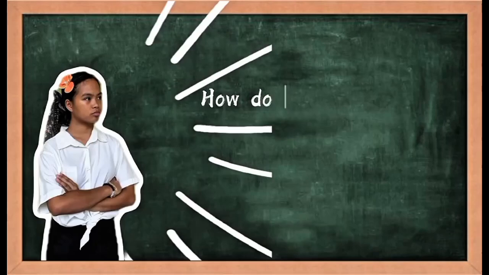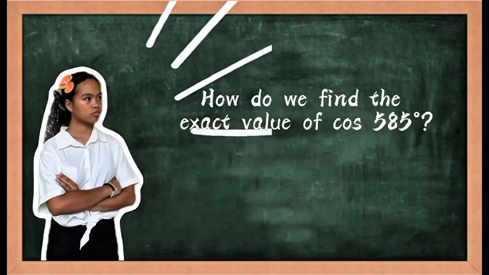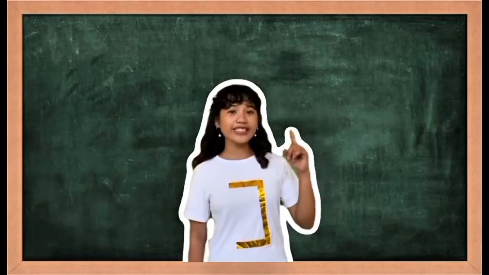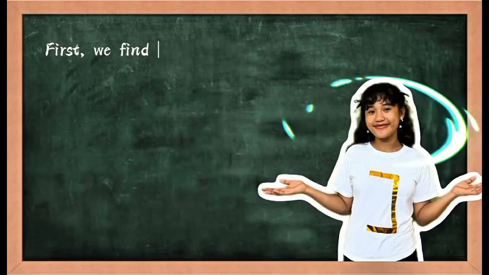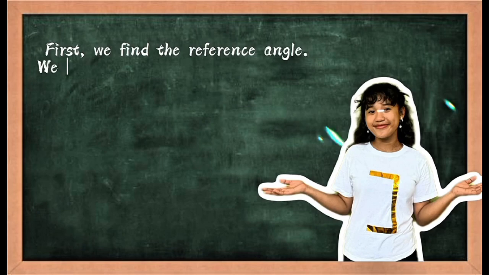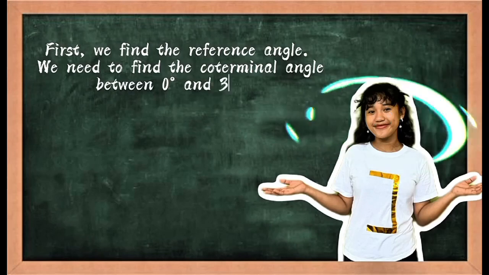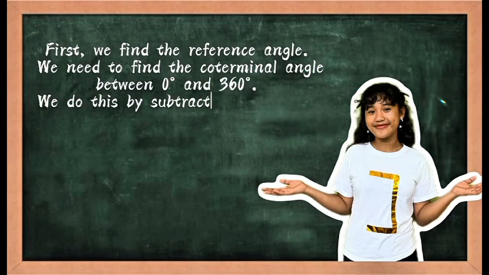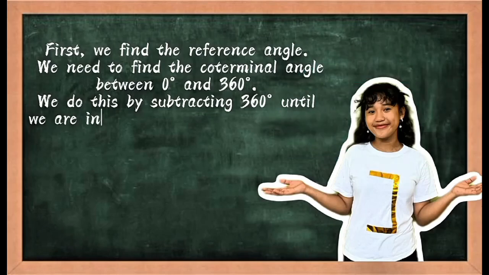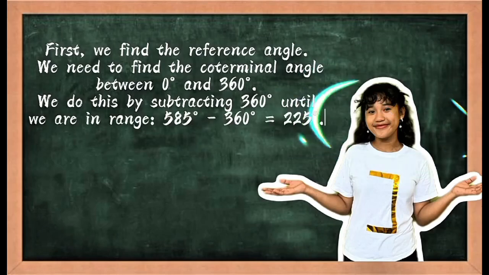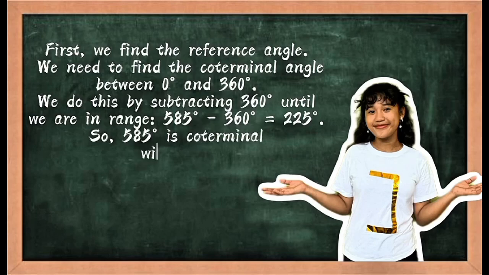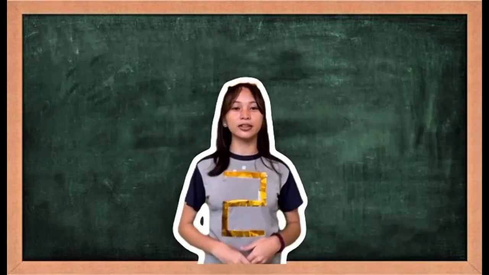Show us. Let us use this example. How do we find the exact value of cos 585 degrees? A fine choice. First, we find the reference angle. We need to find a coterminal angle between 0 degrees and 360 degrees. We do this by subtracting 360 until we are in range: 585 minus 360 equals 225. So 585 degrees is coterminal with 225 degrees. 225 degrees is in the third quadrant.